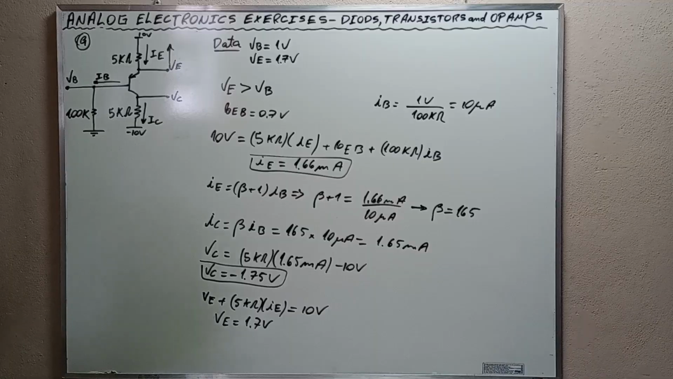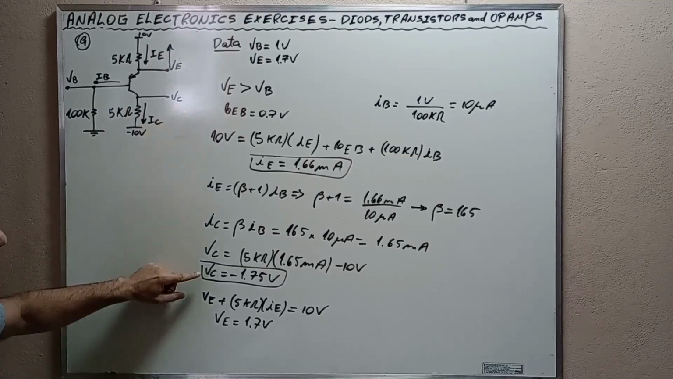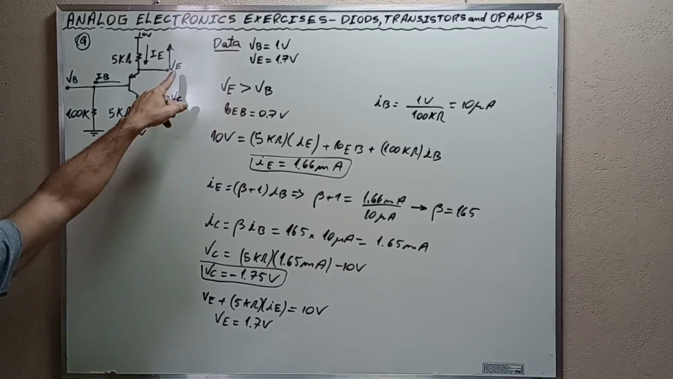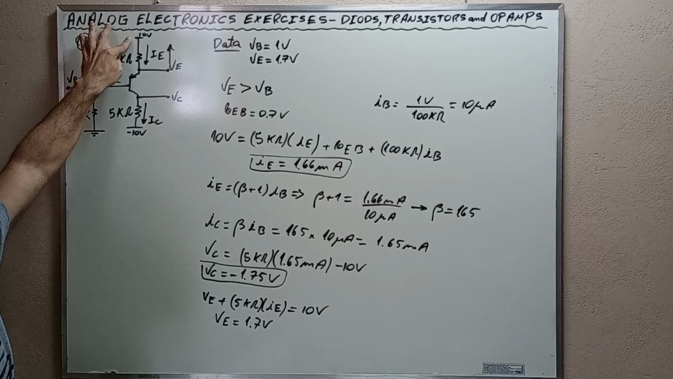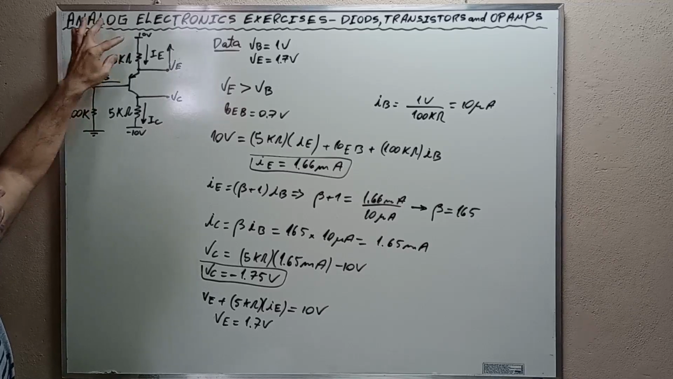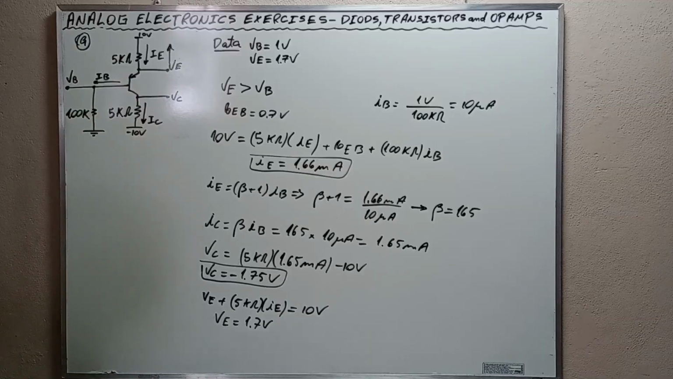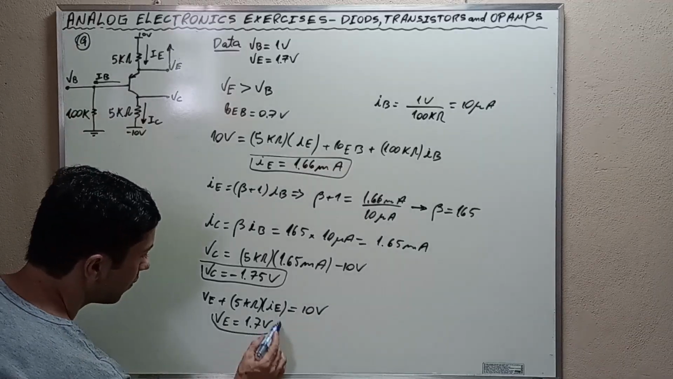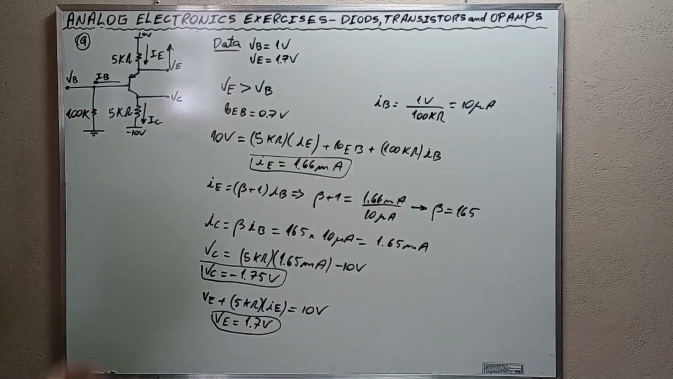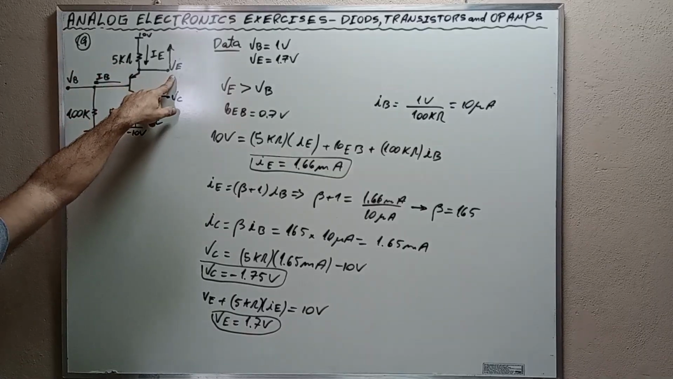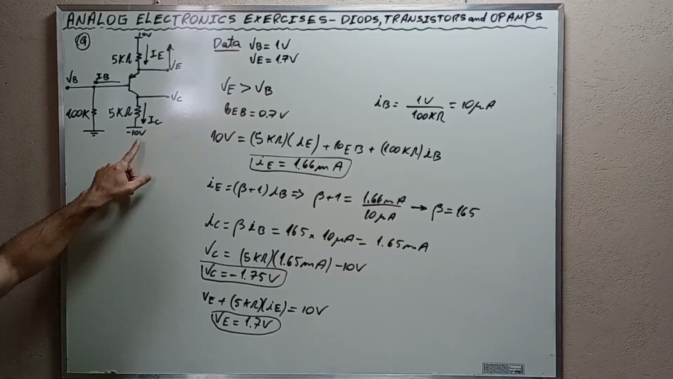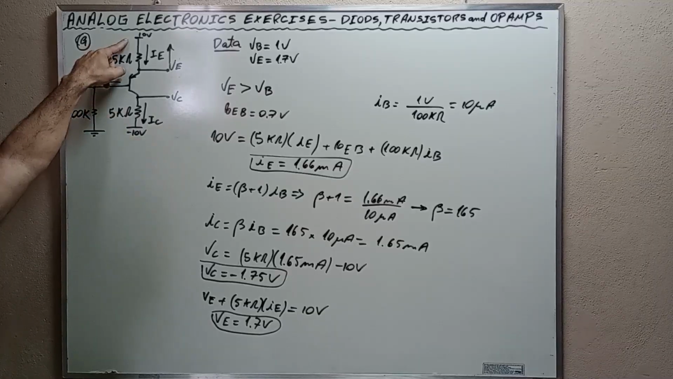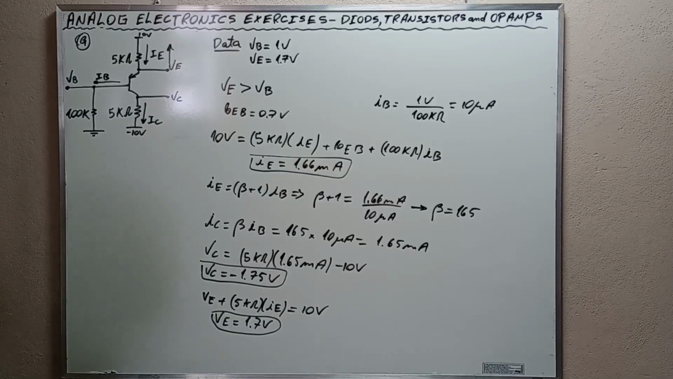Alright, my friends, this is all for exercise number 9. Observe that VC is negative, but VE is positive because of the influence of this positive voltage source. Take a look at them. They look similar, isn't it? VE is positive 1.7 and VC is negative 1.75. They are similar and they are influenced by these voltage sources. And this is all for exercise 9.